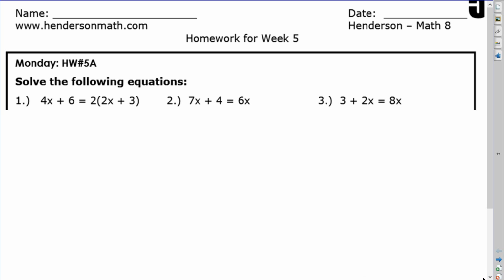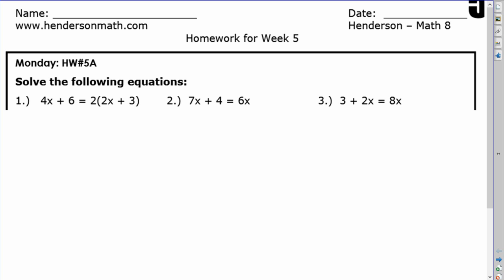In this tutorial, I'll show you how to solve the problems on homework number 5. So the first section is on solving multi-step equations. In question number 1, you'll notice that on the left and the right side there are x's. So the goal is to get those x's together so that you can isolate the variable.